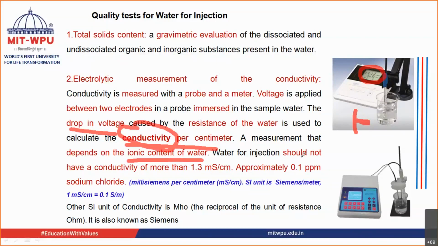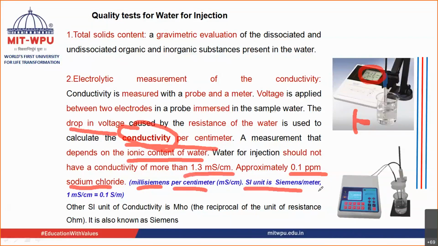Now, as a standard, this is the most important line you have to remember: water for injection should not have conductivity of more than 1.3 millisiemens per centimeter. That is approximately 0.1 ppm of sodium chloride. Here, mS is nothing but millisiemens per centimeter, so the conductivity should not be more than 1.3 millisiemens per centimeter.